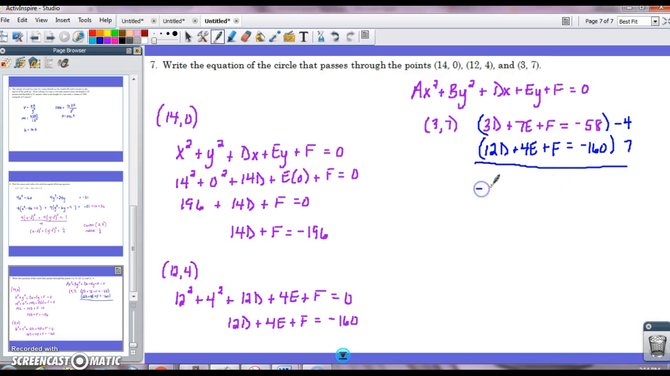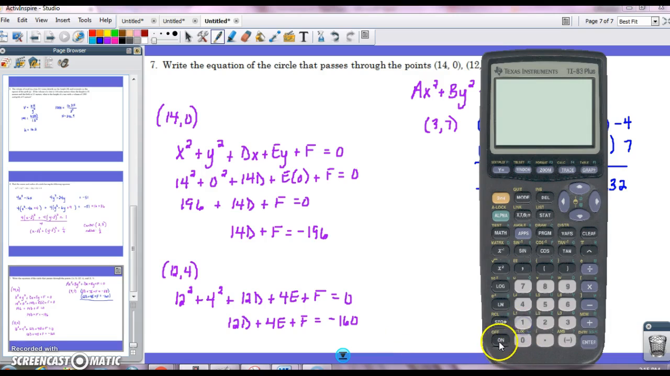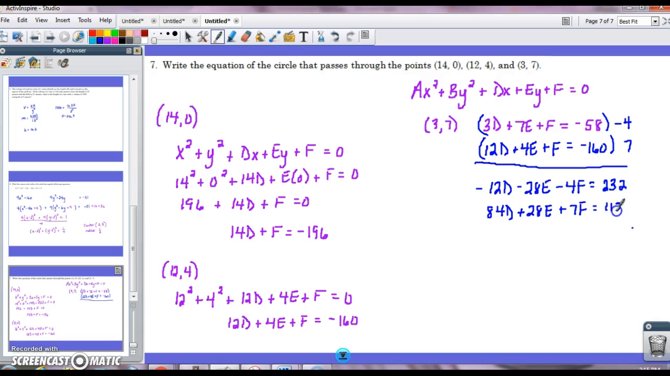Okay, so that gives me negative 12d minus 28e minus 4f is equal to 232, and 7 times 12, 84d plus 28e plus 7f is going to equal 160 times 7, 1120. So that would be negative 1120.